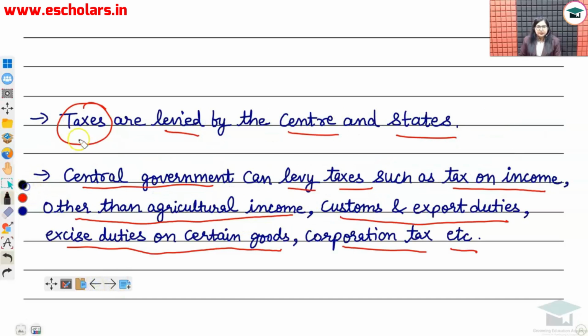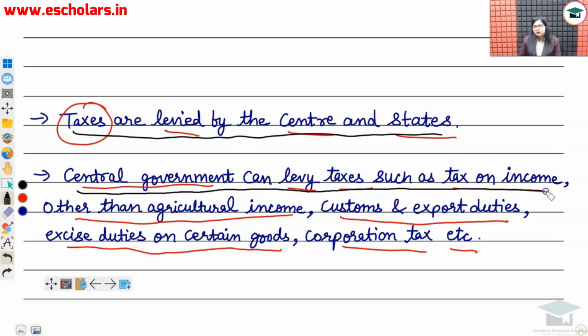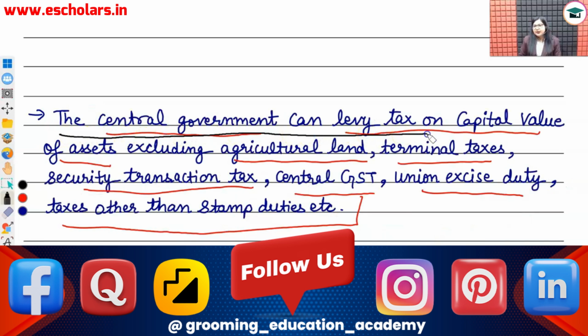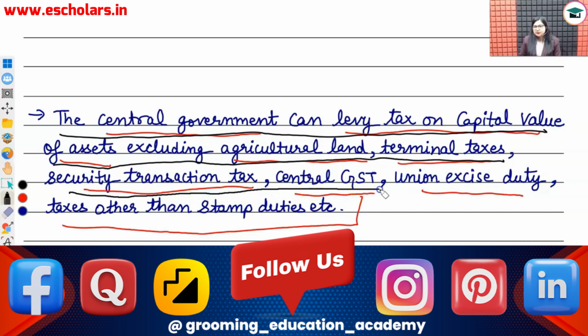So let's recall it till now. Taxes are levied by the center and states. Central government can levy taxes such as tax on income other than agricultural income, customs and export duties, excise duties on certain goods, corporation tax, etc. The central government can levy tax on capital value of assets, excluding agricultural land, terminal taxes, security transaction tax, central GST, union excise duty, taxes other than stamp duties, etc.